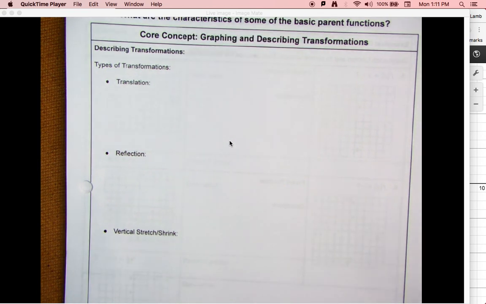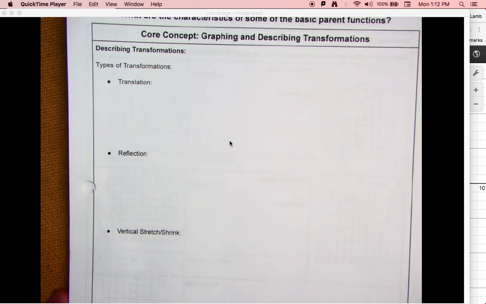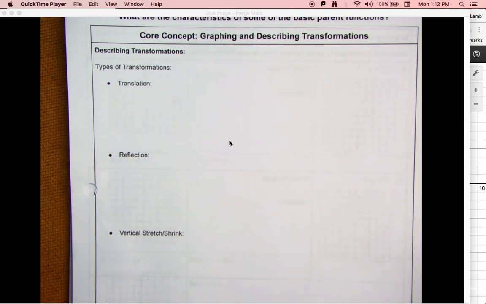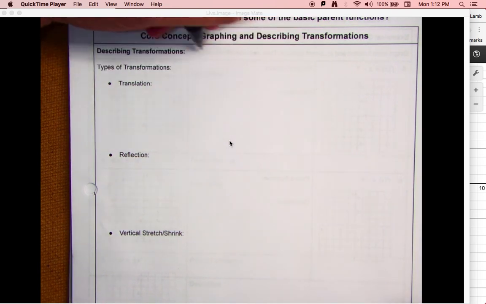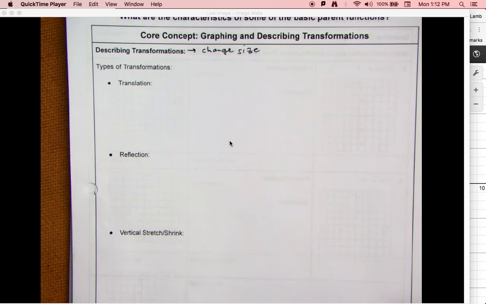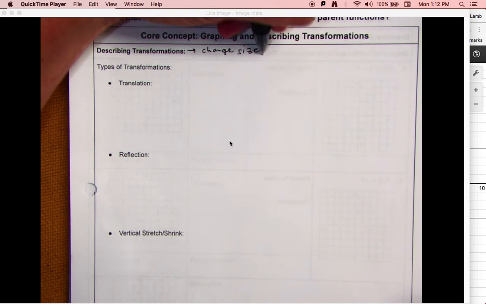So if you remember what I talked about in the last video, a transformation is just moving one of your parent functions around, and that's the simplest way I can describe it. You take a parent function like f of x equals the absolute value of x, and you change its size. You can stretch it, you can shrink it, you can make it skinnier, make it wider. You can change its shape.